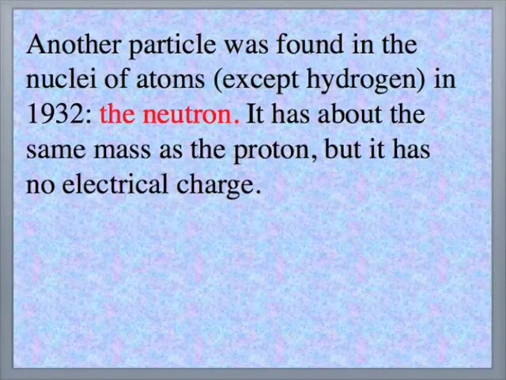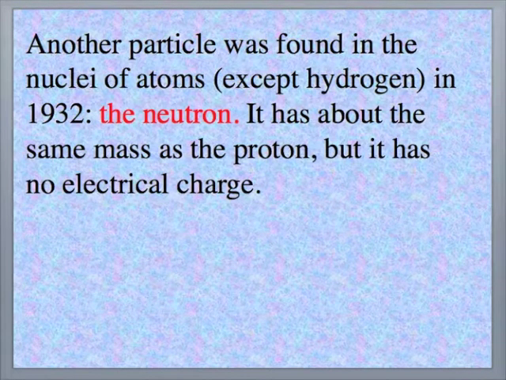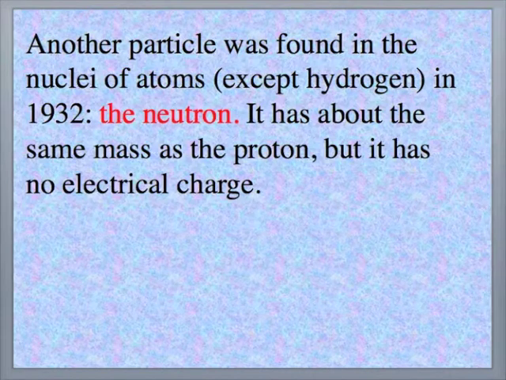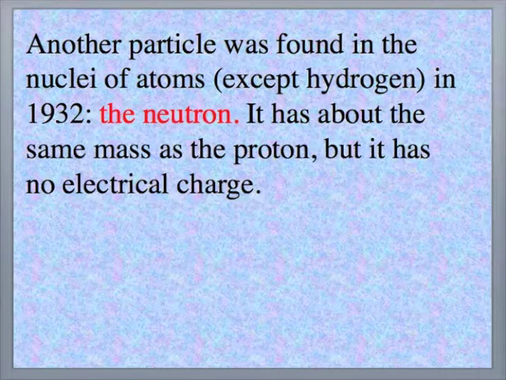After Thomson's work, scientists realized that the atom was comprised of a positively charged particle called a proton and a negatively charged particle called an electron. Another particle was found in the nuclei of atoms, except hydrogen, in 1932. This particle was called the neutron. It has about the same mass as the proton, but it has no electrical charge.